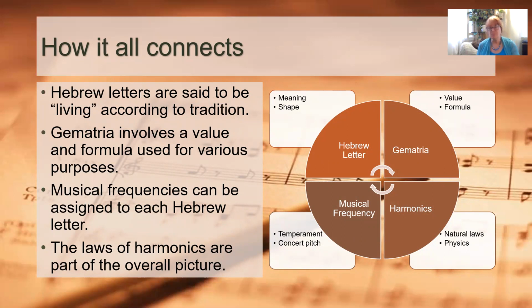And so you see, I made somewhat of a pie chart. You have the Hebrew letter here, which you're looking at the meaning of each letter, and the shape of each letter also is important in the Hebrew culture. Then you have the gematria, which is a value and a formula. In modern terms, we call this numerology, but the Hebrew culture has assigned the name gematria to it. Then you have over here the actual musical frequency, which involves both temperament and concert pitch. Then you have harmonics, which involve natural laws and then physics in general.